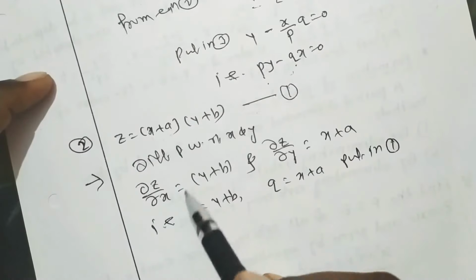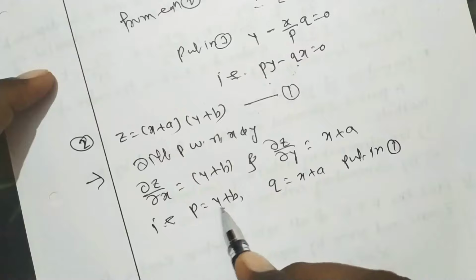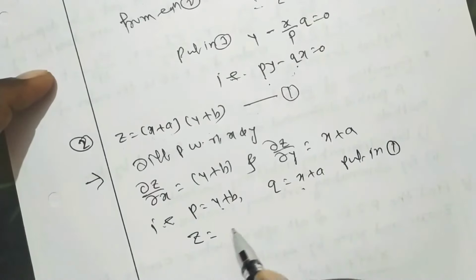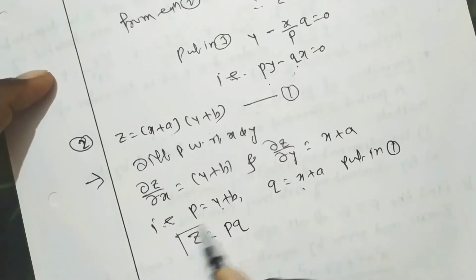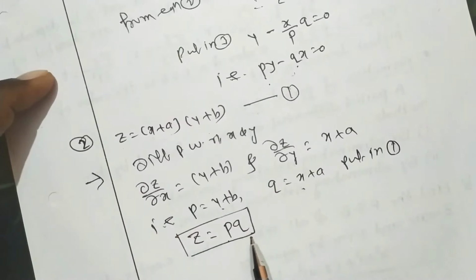Put in 1, means simply a and b are two arbitrary constants. We have to eliminate a and b. For elimination you can use any method. So the value of y plus b is p, and x plus a is q. If we put in equation 1, then z is equal to p into q. This is the final differential equation. What is p? p is dabba z by dabba x, q is dabba z by dabba y. So this is the required partial differential equation of the given function.